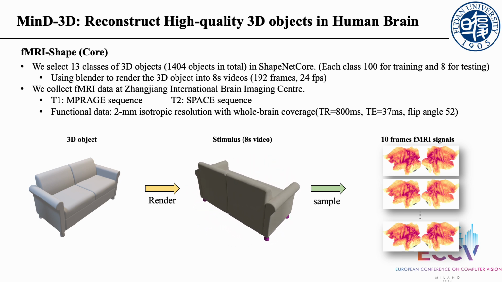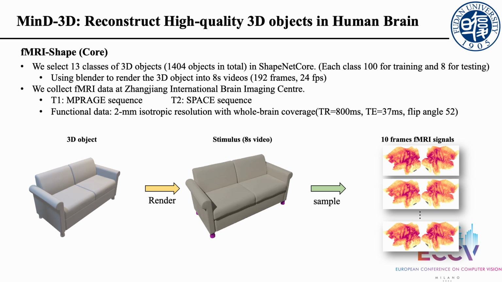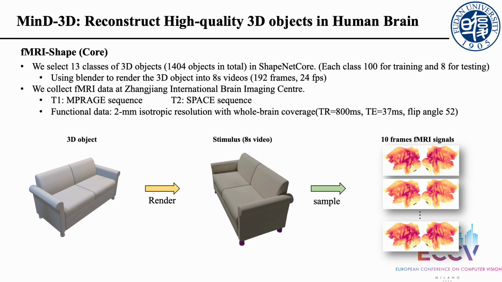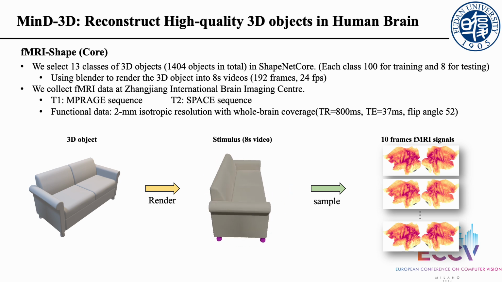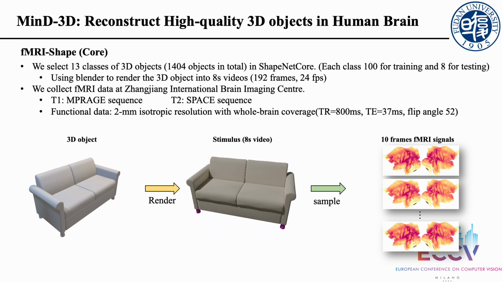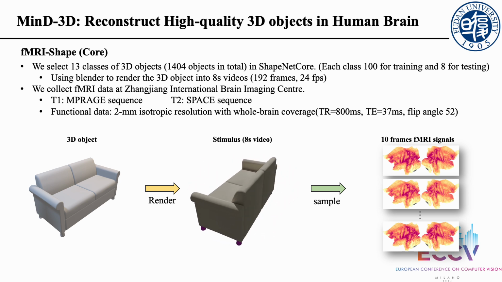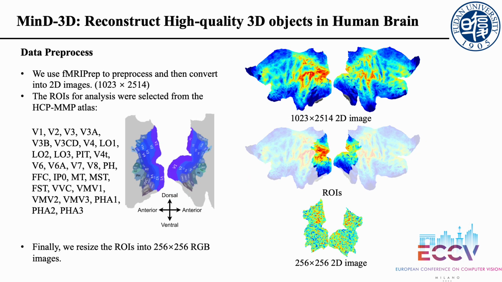We then collect the functional data with a resolution of 2 millimeters isotropic covering the whole brain using a 3T scanner, sampling data every 800 milliseconds. After obtaining the data, we process them using fMRIPrep and transform them into 2D images with the resolution of 1024 times 2514, as shown in the figure on the right.